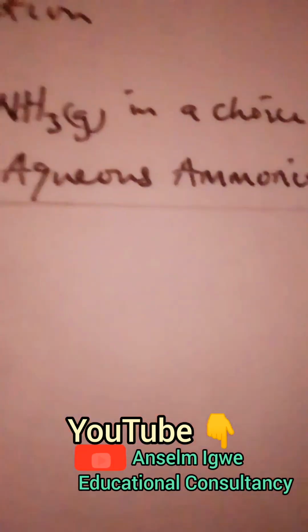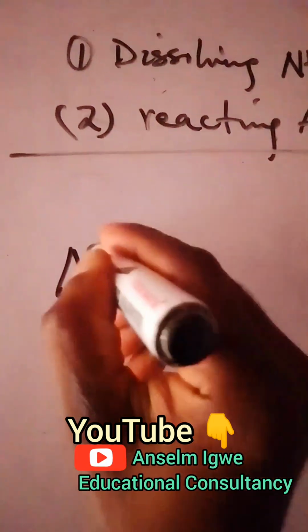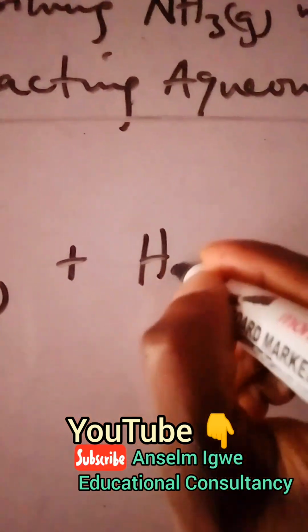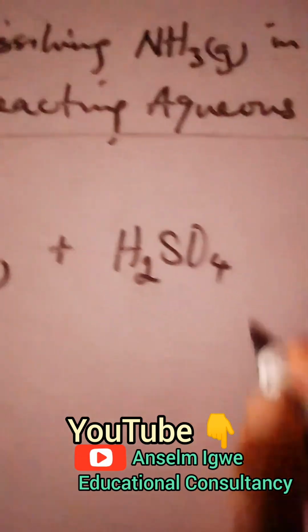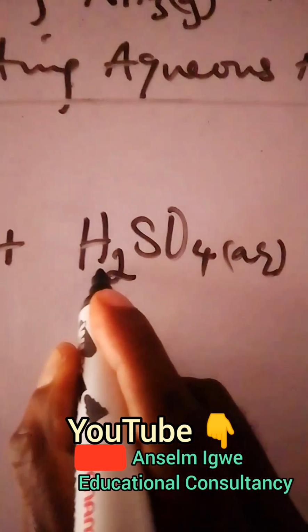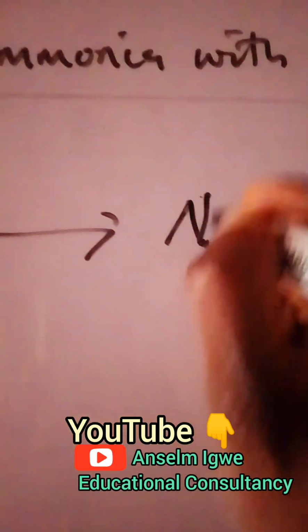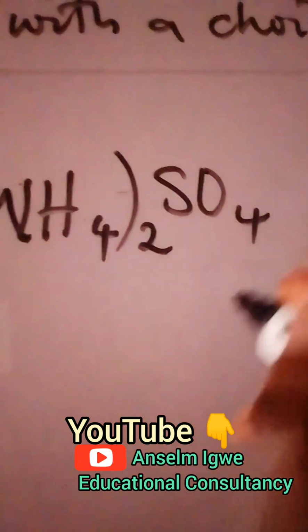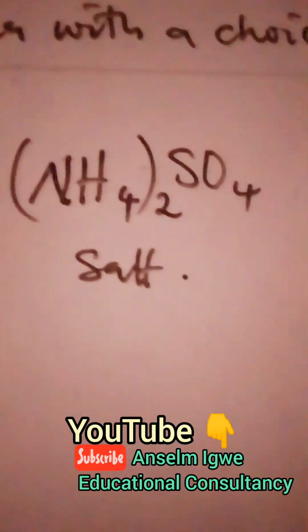Okay, let's take the first method. This is ammonia gas. Let's take any acid like tetraoxosulfate 6 acid, aqueous. So when we dissolve ammonia in this, the ammonia will react with one of the protons here to form ammonium ion plus. Then SO4 2 minus will combine with it to form ammonium sulfate. This is the salt formed.